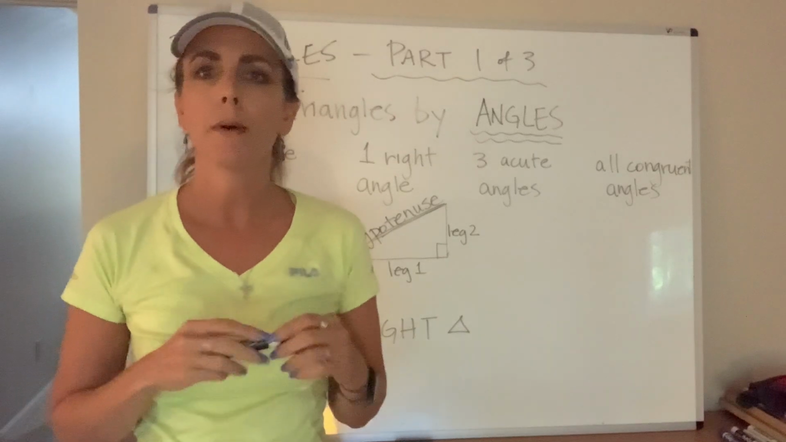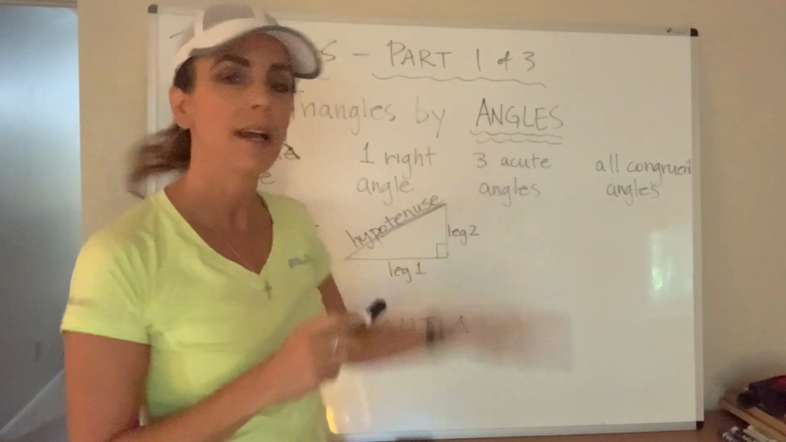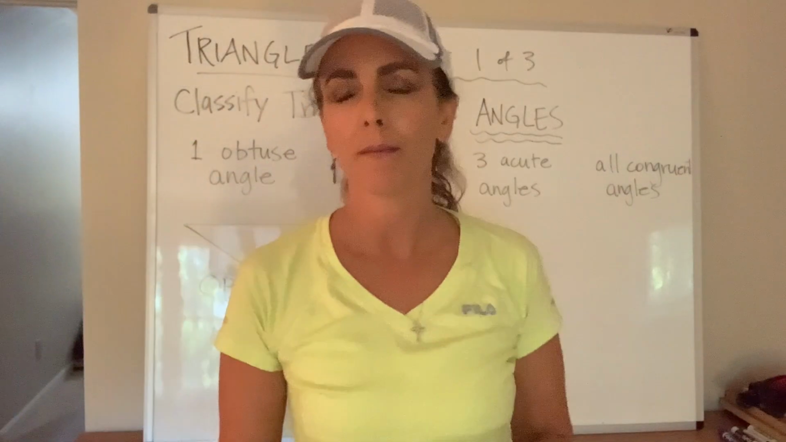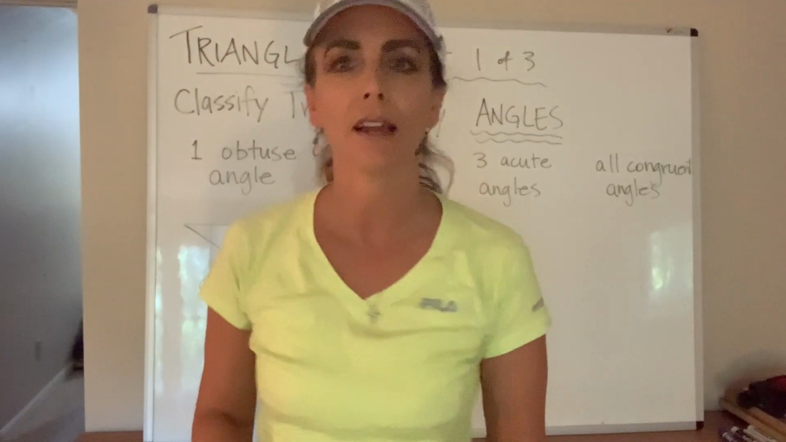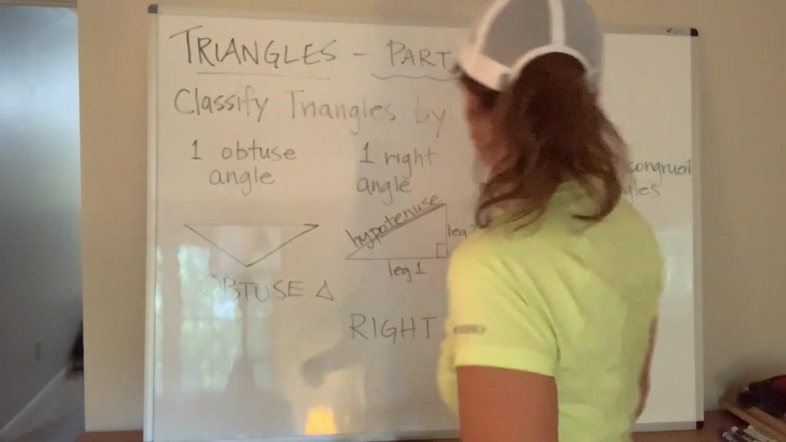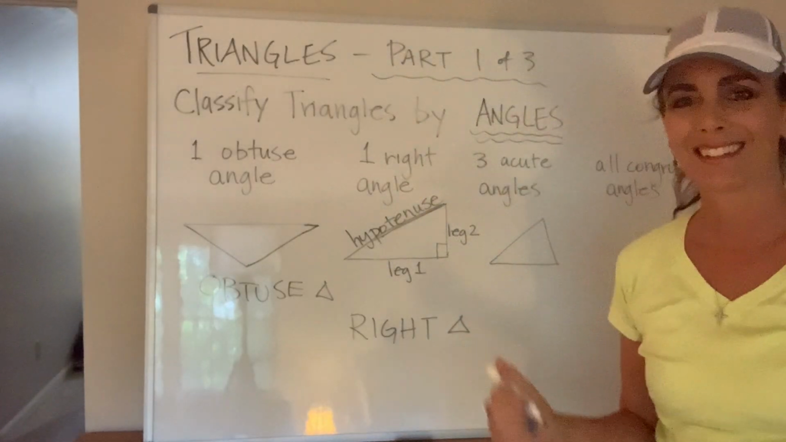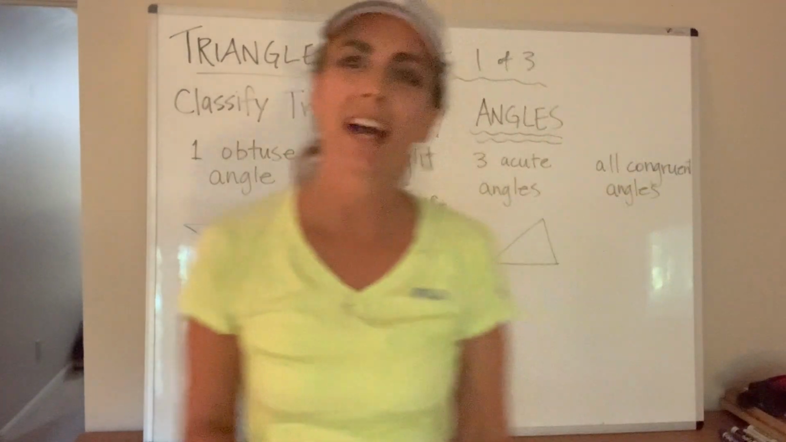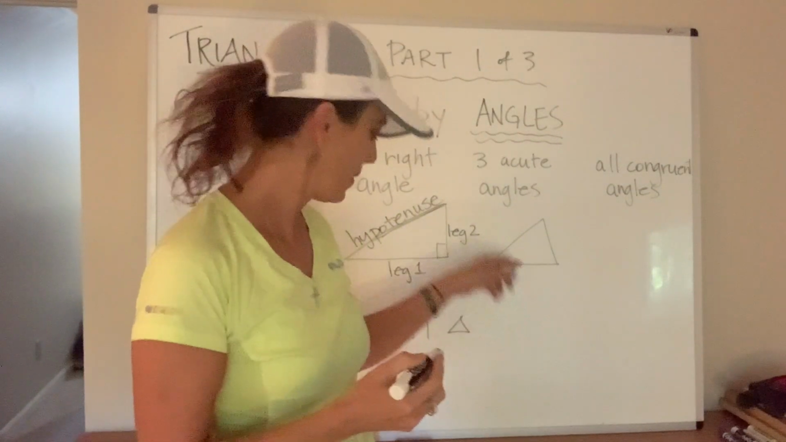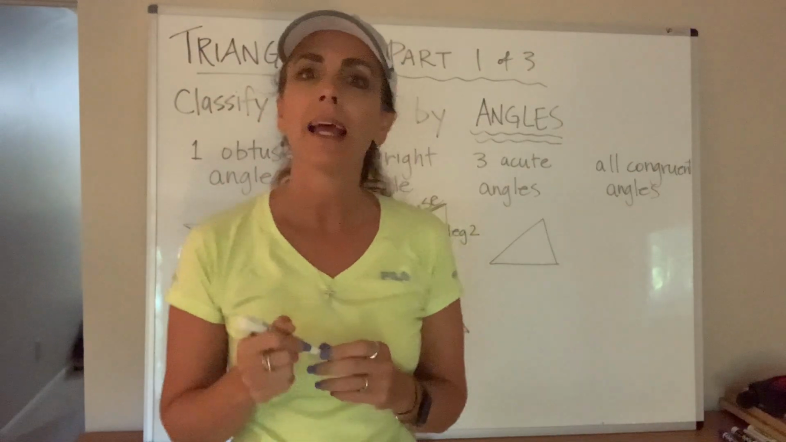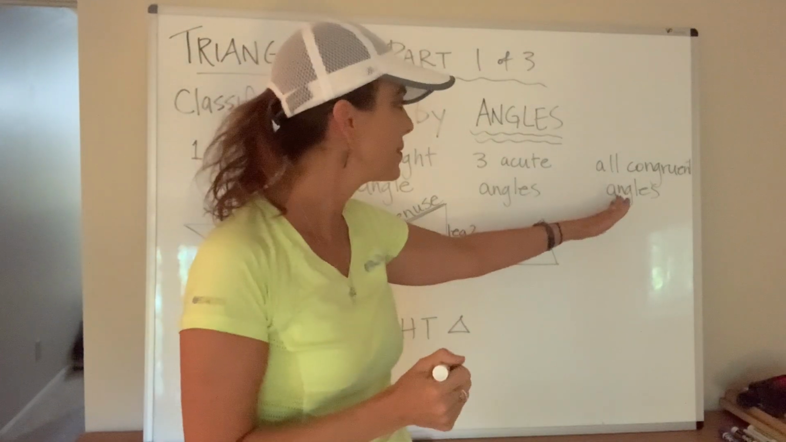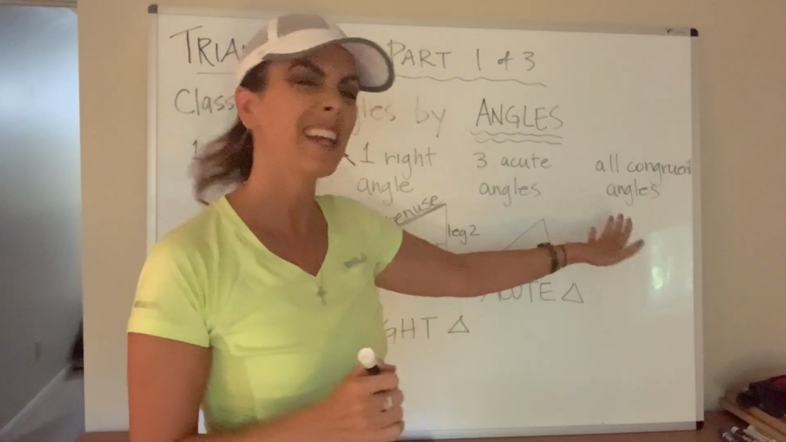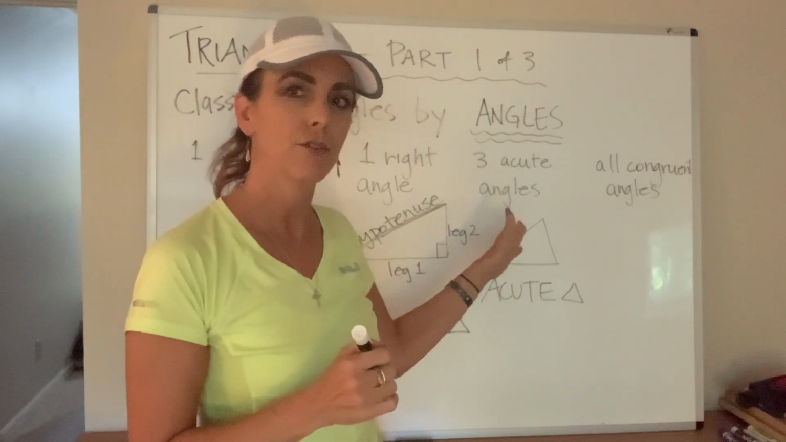Then we have a triangle that has three acute angles. Now, do those angles have to be the same measurement? Not at all. They just have to be less than 90 degrees. There's a nice little acute angle. Isn't it cute? So all three angles have got to be less than 90 degrees, and that makes it an acute triangle. And then the last one is really a subset of an acute triangle.